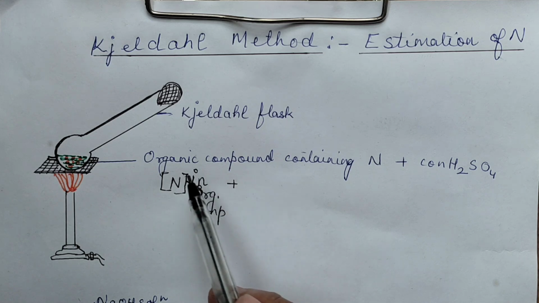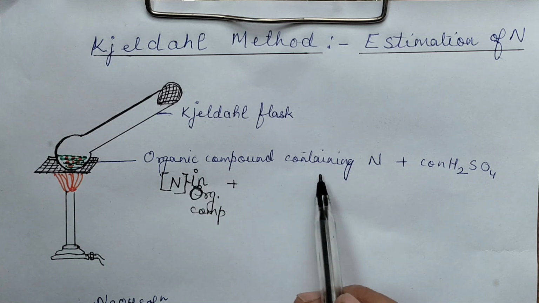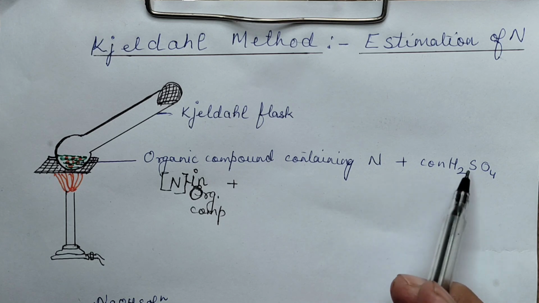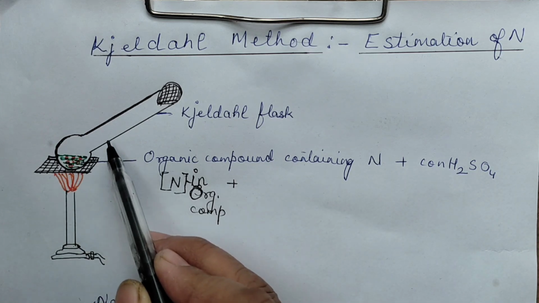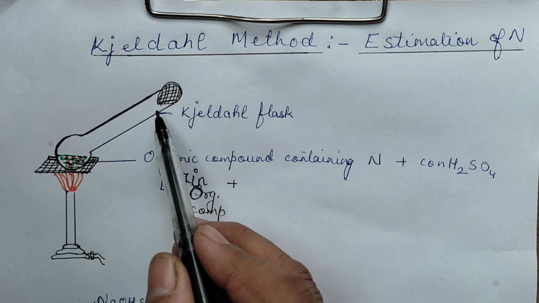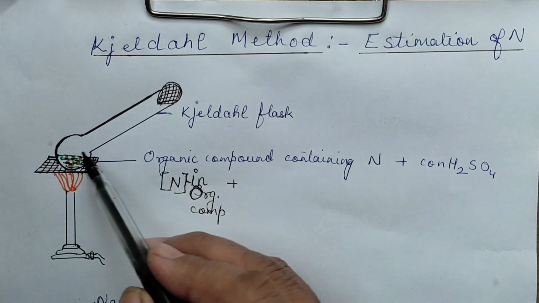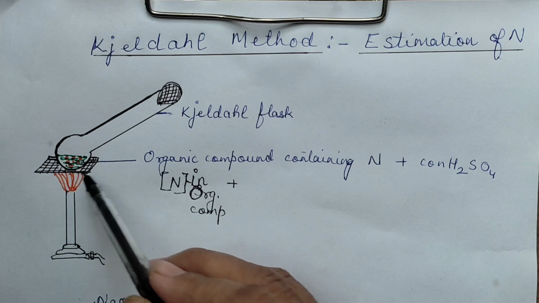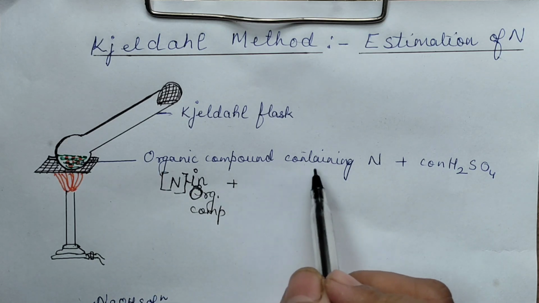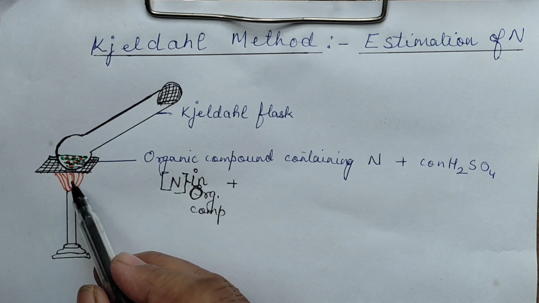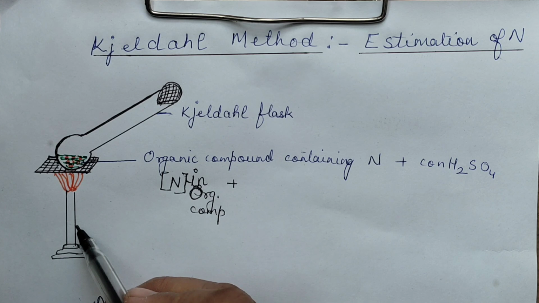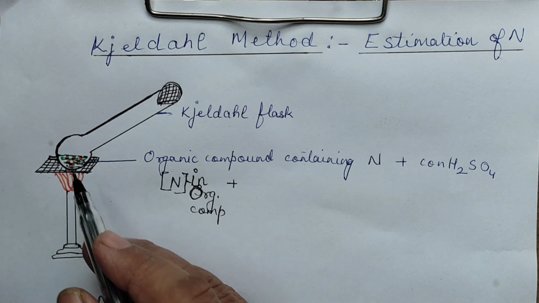So what you do is you take an organic compound which is containing nitrogen and you mix it with concentrated sulfuric acid in a Kjeldahl flask. This is a Kjeldahl flask. It's a long neck flask with a round bottom, and when you're heating these two, that is the compound containing nitrogen and concentrated sulfuric acid, in this Kjeldahl flask, the two will react. You're heating it with the burner. So we turn on the burner and we are heating it.